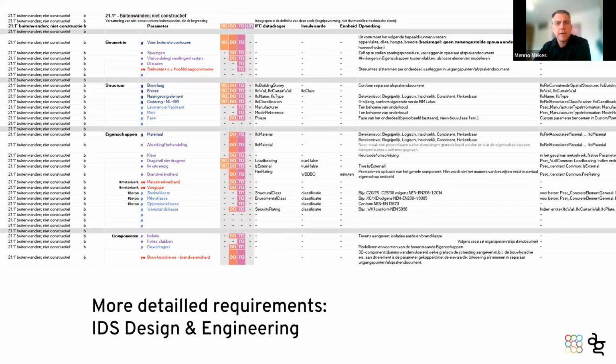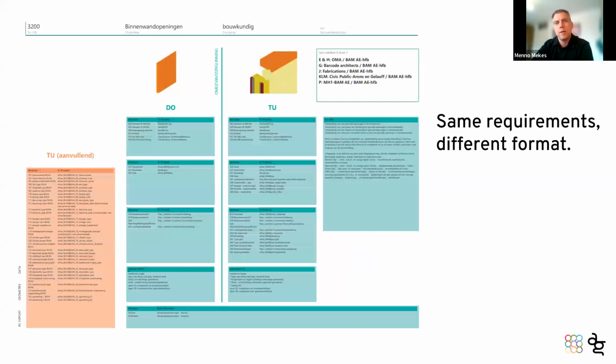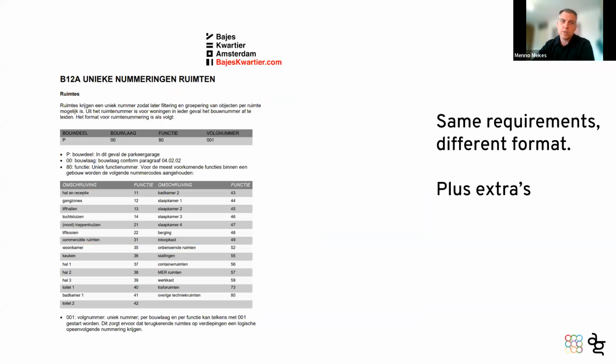Because requirements get more and more detailed. Now, this is a screenshot of one of the pages of the IDS design and engineering that this contractor has translated into its own requirements, its own IDS. That's what it's for, because it's a template. So these are exactly the same requirements, just in a different format. When we go to another contractor, we still have the same requirements, but again, in a different format, plus maybe some extra requirements.